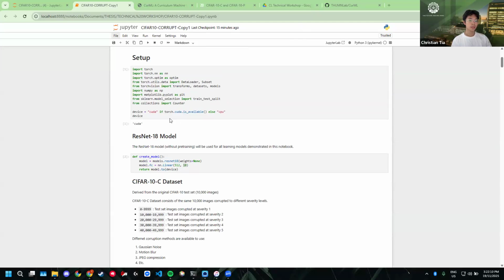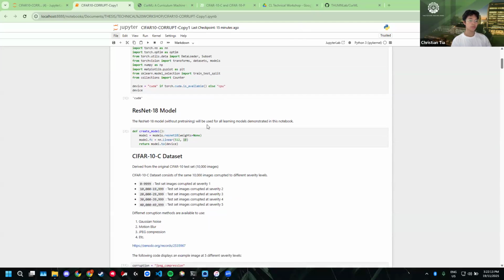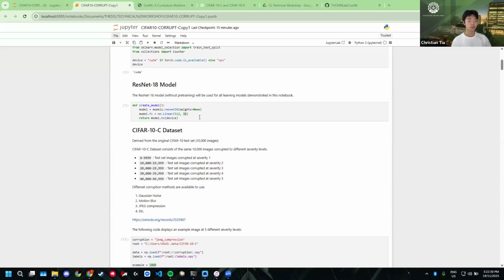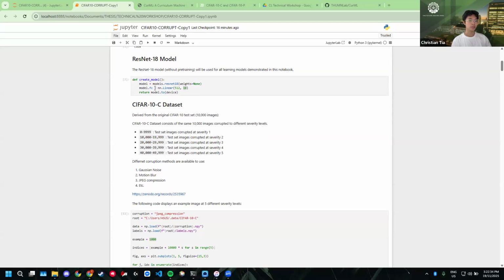So yeah, we'll be using ResNet 18 as the model for all of our experiments. And this is the ResNet 18 model, which is without pre-training. So no use of ImageNet, and no transfer learning here, so that we can just focus on the effects of curriculum learning itself. And I define the following function here to just very conveniently get the model. One thing to note here is that I do replace the final connected layer so that the output is 10, because we are using the CIFAR 10 dataset.